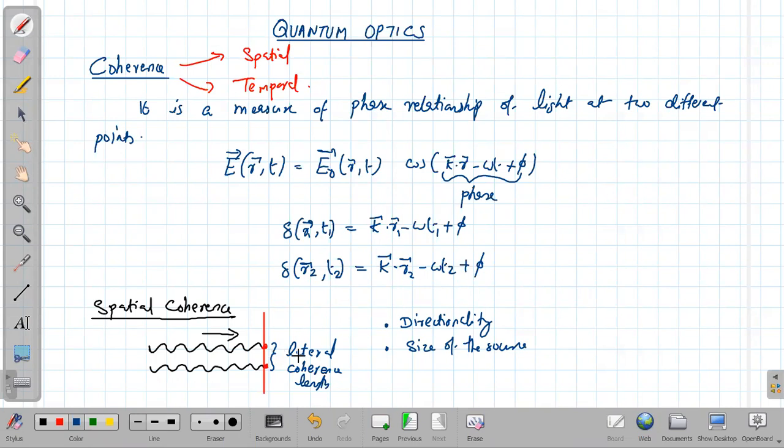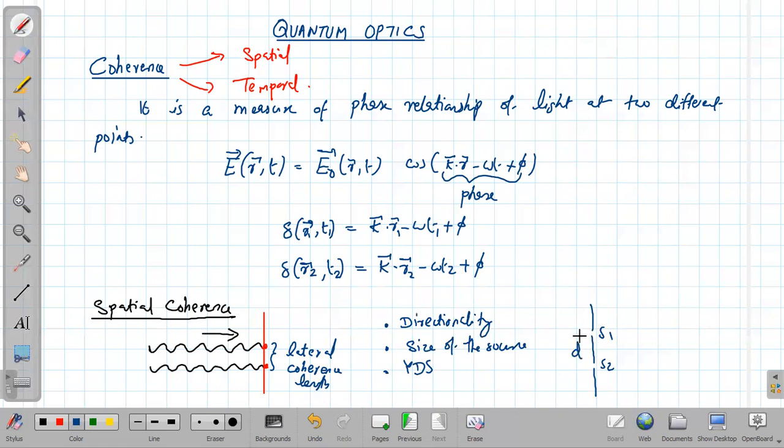How can we check the spatial coherence? The simplest way to measure the spatial coherence, or the lateral coherence length, is to perform Young's double slit experiment. In Young's double slit experiment, there will be two slits, S1 and S2, separated by some distance, and the slit separation is D.